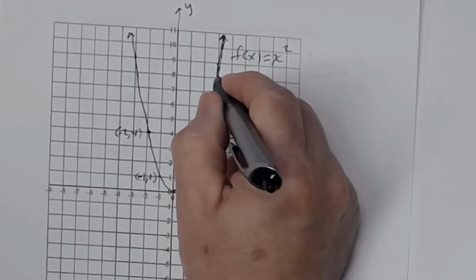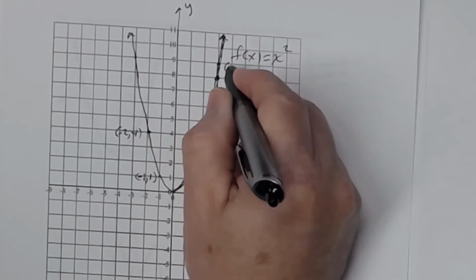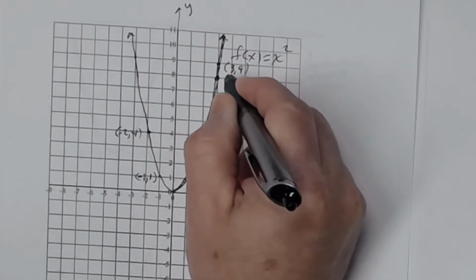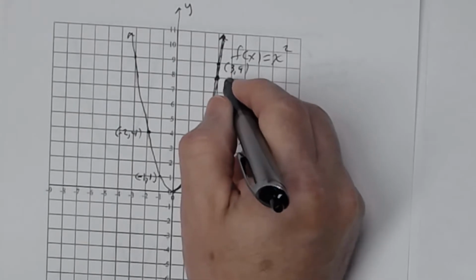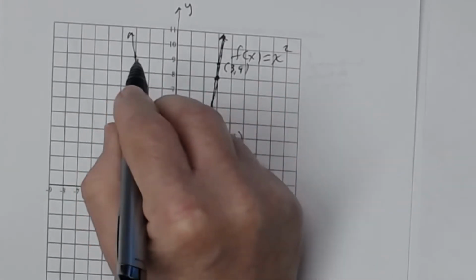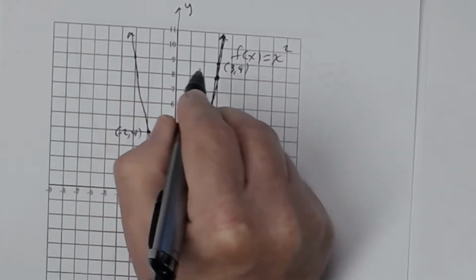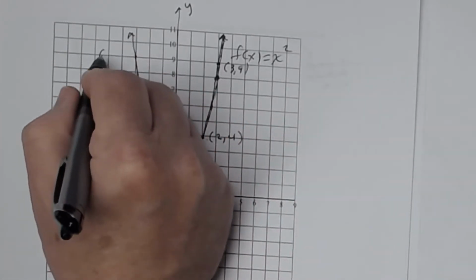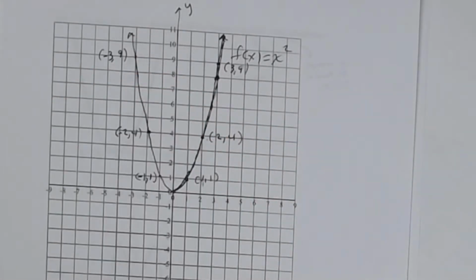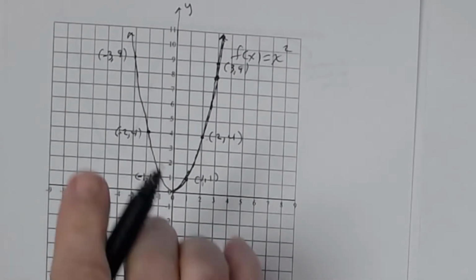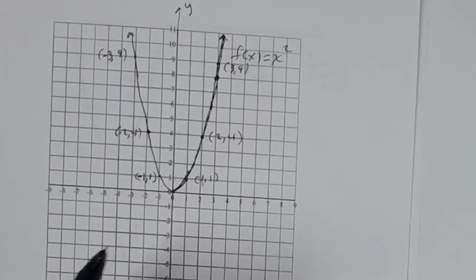So if you have a point, let's use this one. If you have a point (3, 9) on the graph of an even function, then another point on that graph, if it's an even function, better be (-3, 9). All right, so that's what we mean by an even function.